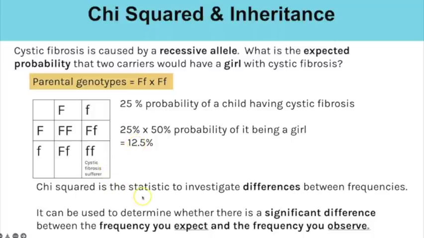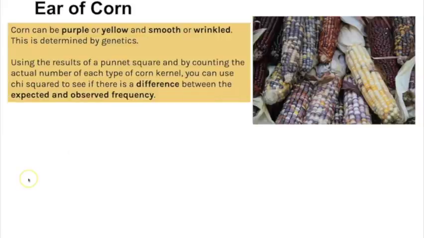Now, chi-squared is the statistic used to investigate the differences between frequencies, but more specifically to determine whether there is a significant difference between the frequency we expect from our Punnett square and the frequency you actually observe. So let's go through an example.